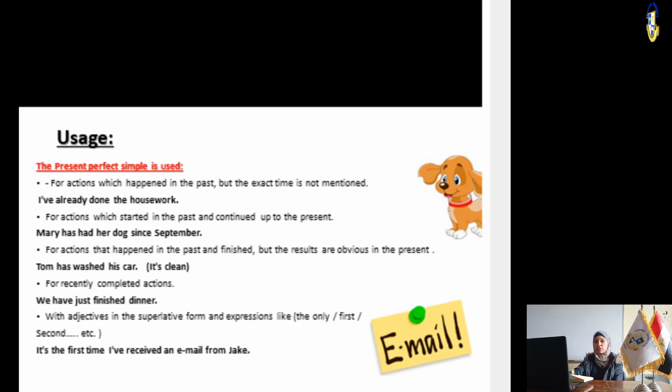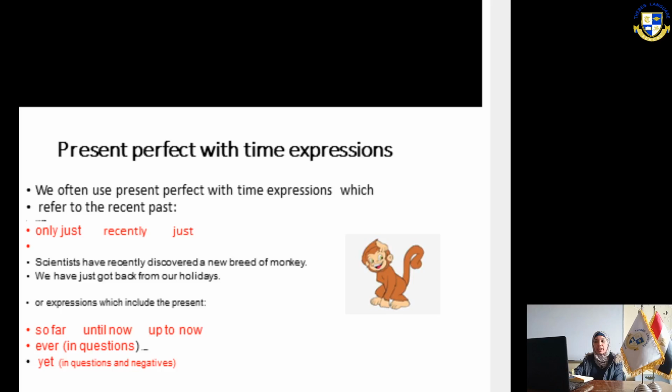Slide 8, okay? We often use present perfect with time expressions which refer to the recent past, like only just, recently, just. So, for example, you can say a sentence like that. Scientists have recently discovered a new breed of monkey. Also, you can say, we have just got back from our holidays.